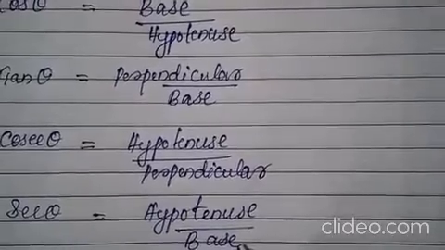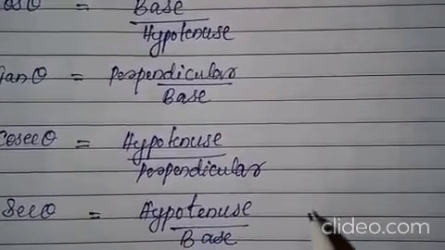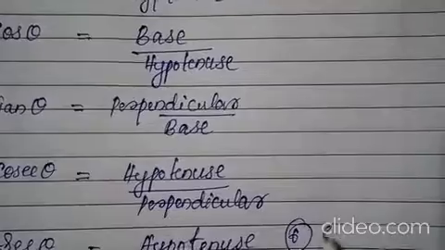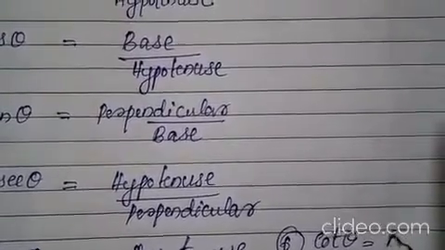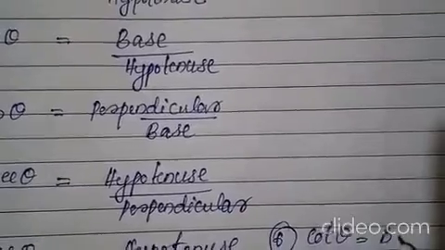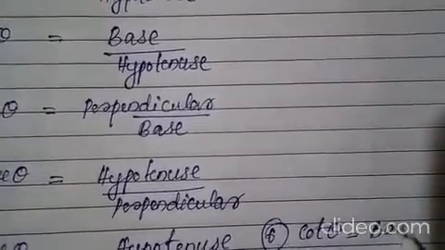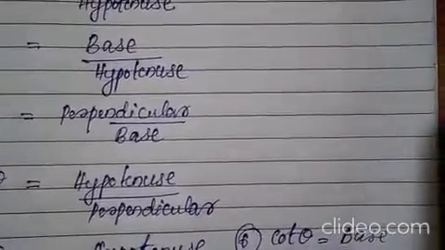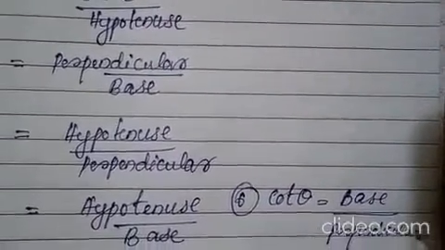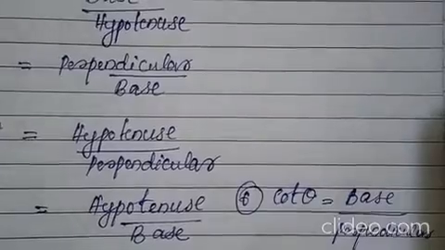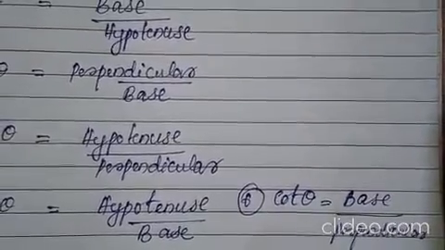The last one is cot theta, we call it cotangent theta, and the short form is cot theta, that is base by perpendicular. These are the trigonometric ratios. Understood?